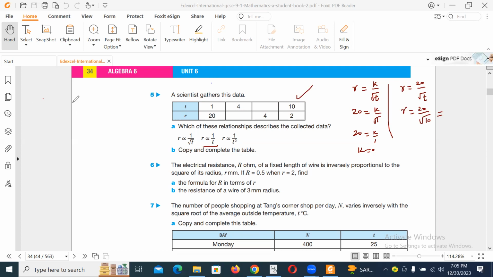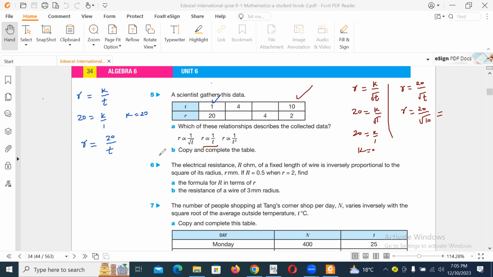The second relation is, again, inverse, so R is equal to K over T. In this relation, we can check with the help of the first column, when T is 1 and R is 20. So of course the K value is 20. Replace back in the equation so that we can write R in terms of T, meaning 20 over T. Of course, it will work for the first: if you replace T with 1, R is exactly 20.